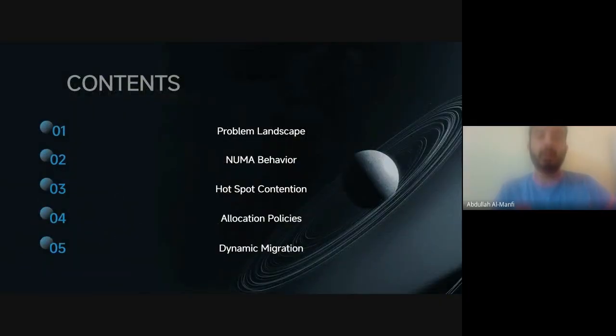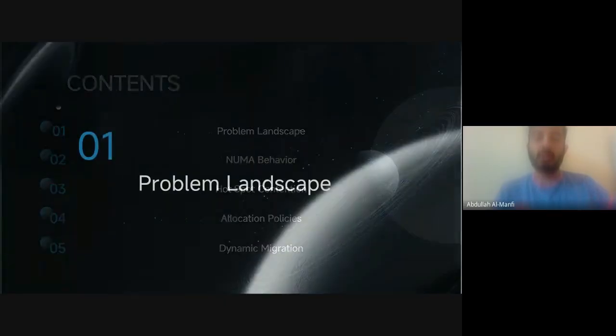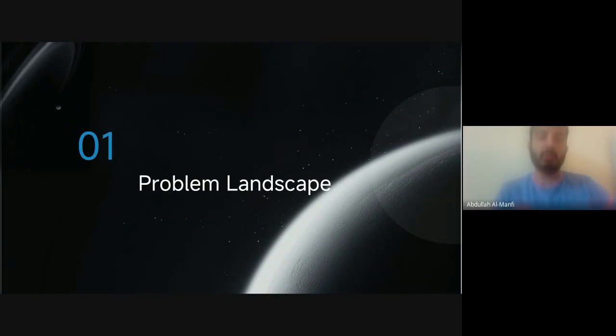This is the outline. Firstly, we will talk about the problem landscape, NUMA behavior, hotspot contention, and allocation policies, dynamic migration. Problem landscape.